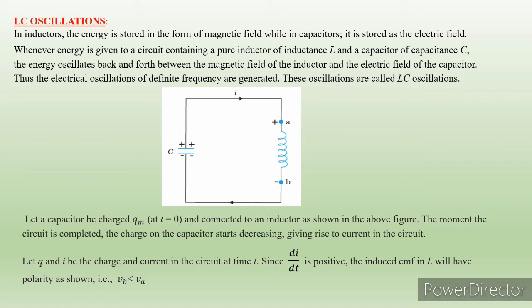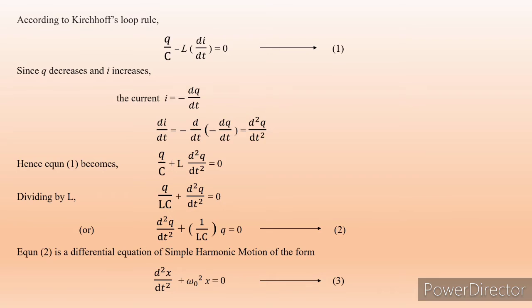Since di by dt is positive, the induced EMF in L will have polarity as shown in the figure, that is VB is less than VA. That means VB is at a lower potential and VA will be at a higher potential. The potential difference across the capacitor is given by Q by C and the back EMF induced in the self-inductance coil is given by L di by dt. According to Kirchhoff's loop rule, Q by C minus L di by dt must be equal to 0.